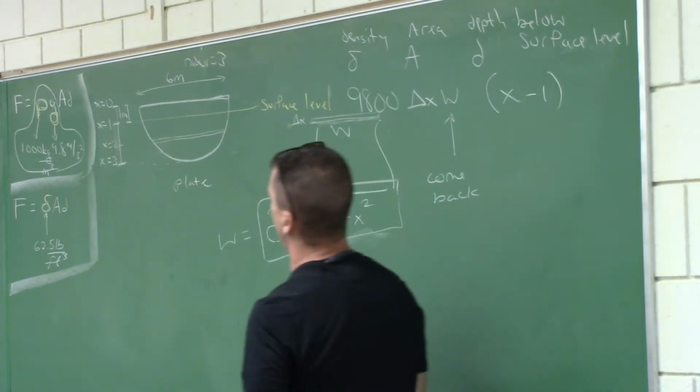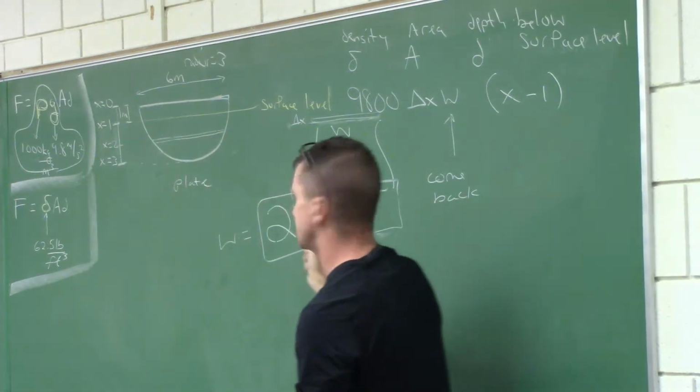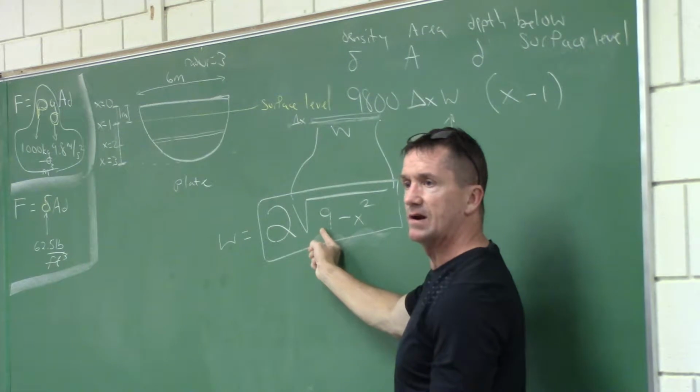Awesome. Hey, can we check one more spot? I was just curious. What happens up here at x equals 0? How long is that? It should come out to be 6, is it? 9 minus 0, what's the square root of 9?